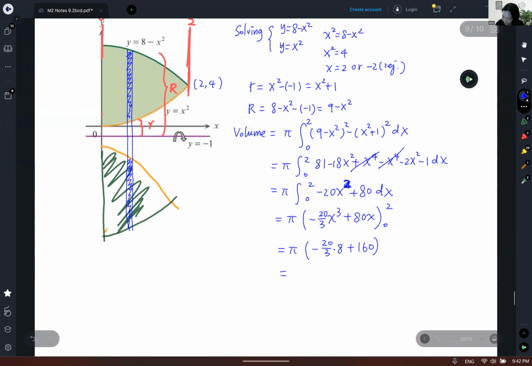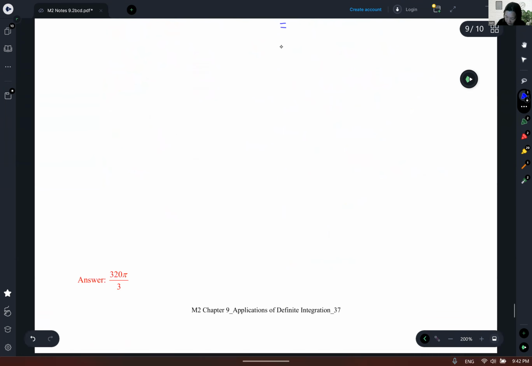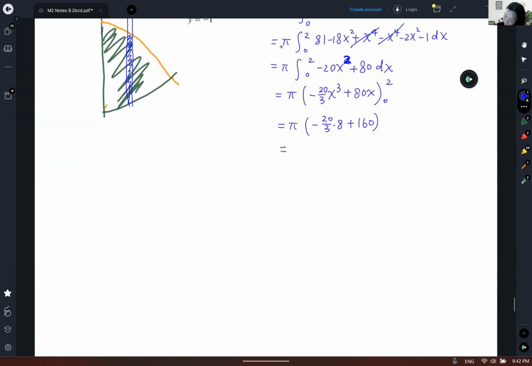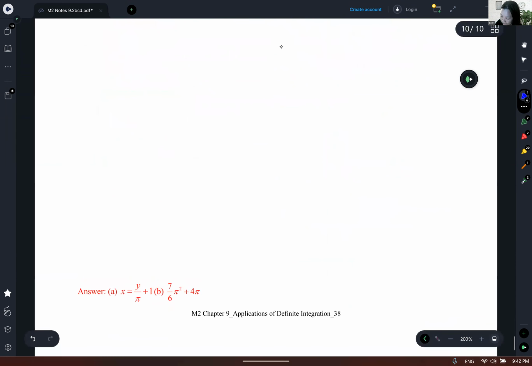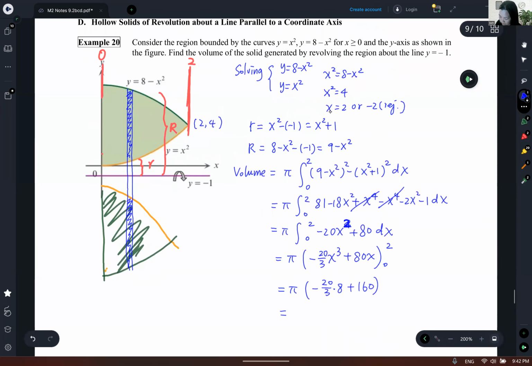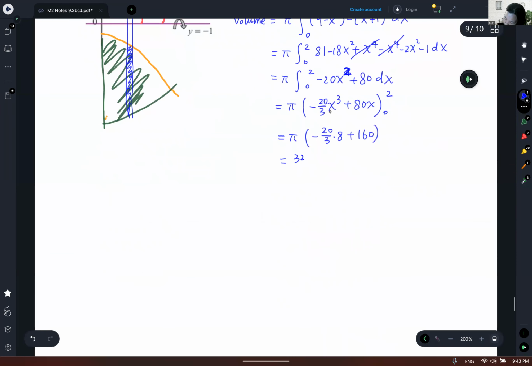Right? That must be correct now. Yes. 320π over 3. 320π over 3 is the answer. Okay. What is this?